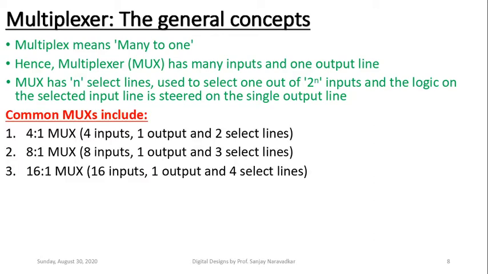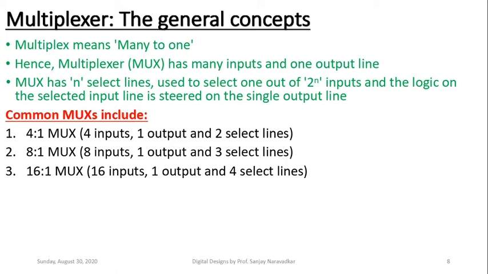Now here, the common multiplexers which are available in industry are like this. Here, a 4 to 1 multiplexer. It clearly means that it contains 4 inputs and 1 output. To select any one out of those 4 inputs, I require 2 select lines. With 2 select lines, the number of inputs is 2 raised to 2, that is equal to 4.